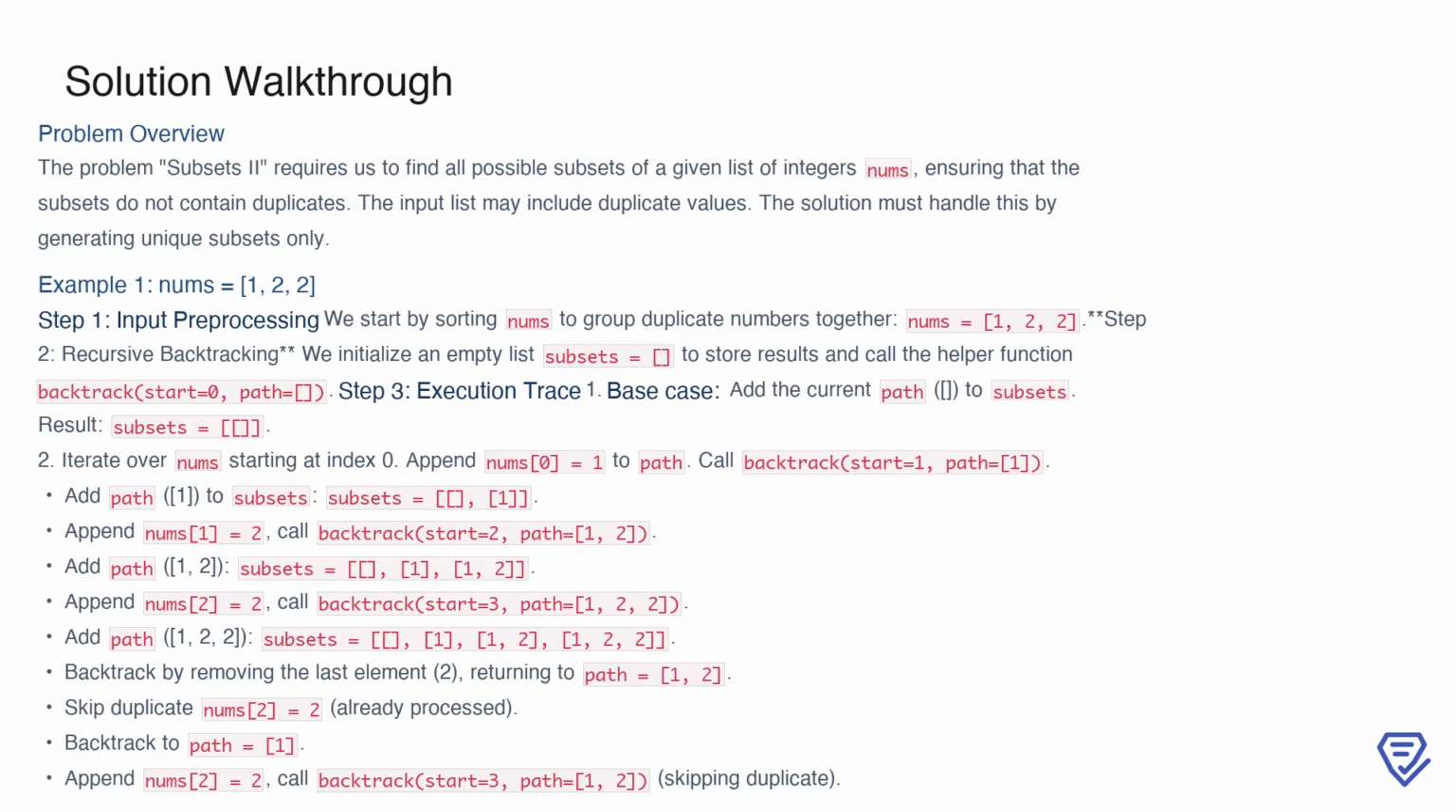To avoid duplicates, we skip over any repeated values after processing them. For instance, after backtracking to [1, 2], we skip the second occurrence of nums[2] equals 2 because it has already been processed in this context.